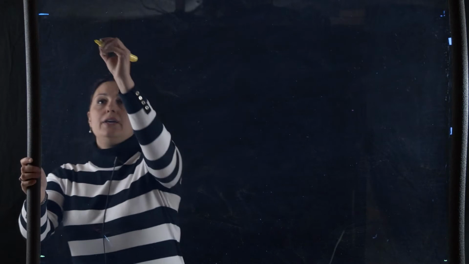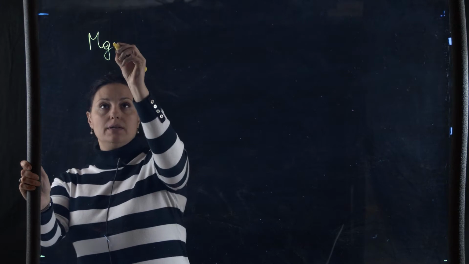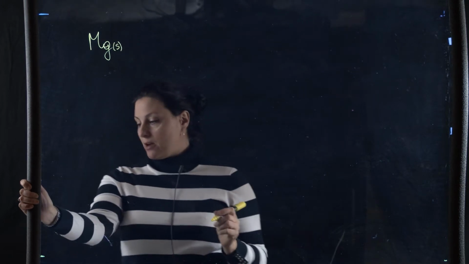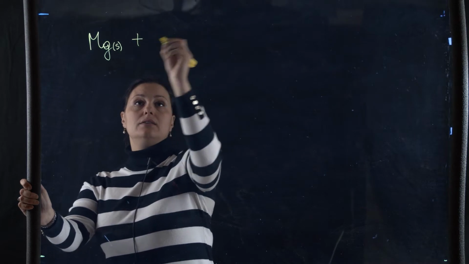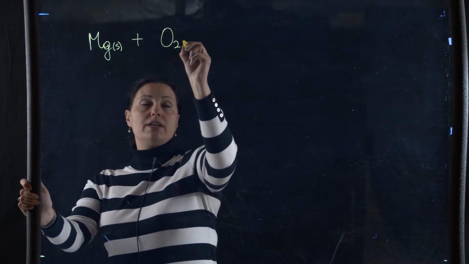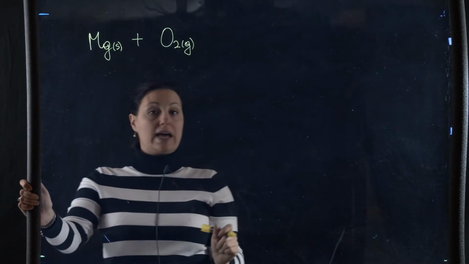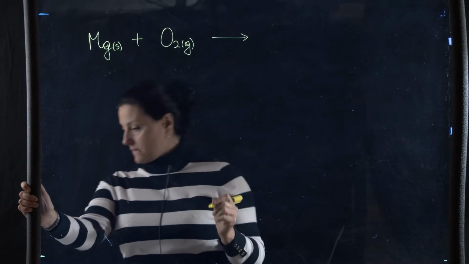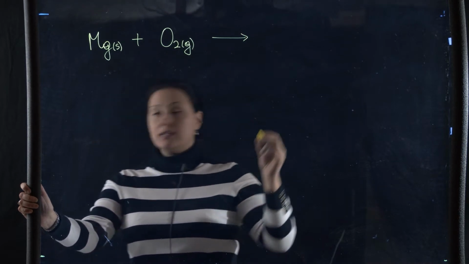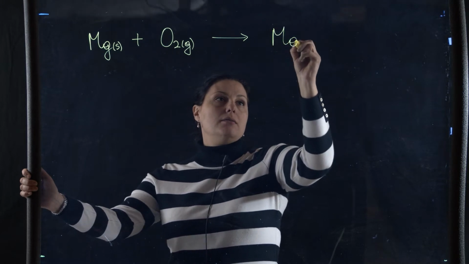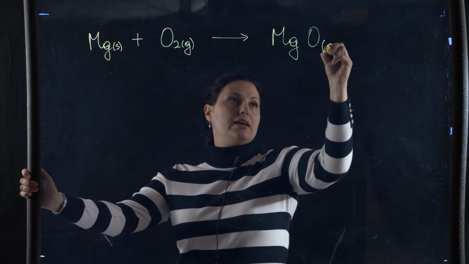Let's take a look at how to write some more chemical reactions from words. Magnesium metal. I know that I have magnesium and it's a metal, so it's not mixed with anything else. It's in the solid form. It reacts with oxygen gas. Oxygen gas is in a diatomic form, meaning there are two oxygens in oxygen gas, not just O. And it produces solid magnesium oxide. Magnesium oxide is a solid.